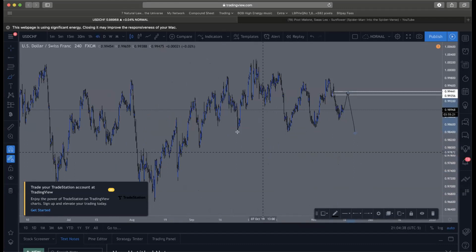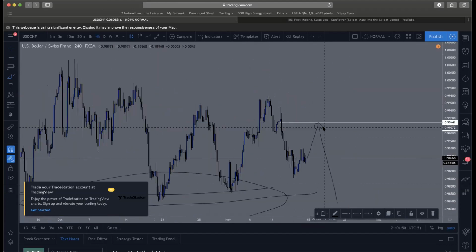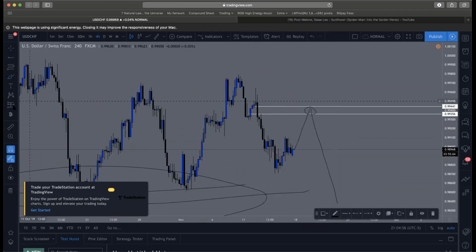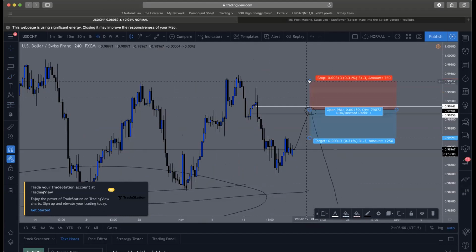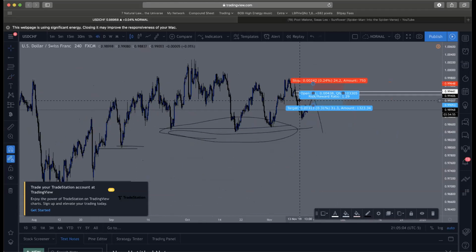And with USD CHF, we have this nice area of money right here. All of this money underneath these lows. Probably some money underneath these lows right here. Probably some money underneath these lows and underneath these lows. So if we trade this right, USD CHF could be a very nice hold with about maybe a 25 pips or so stop loss.